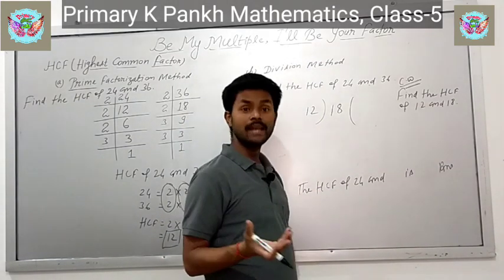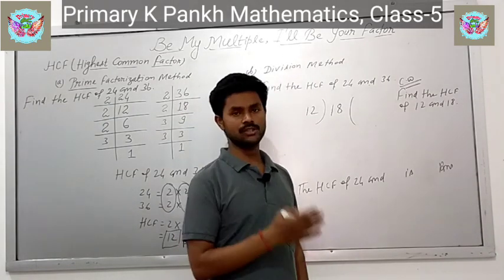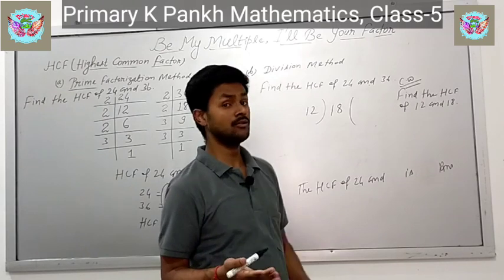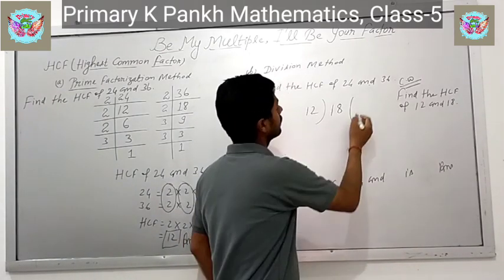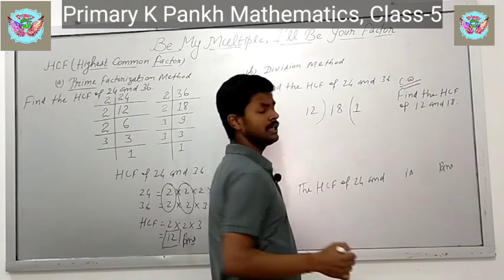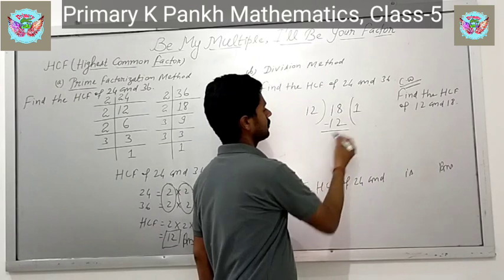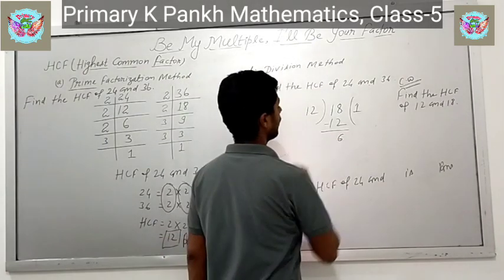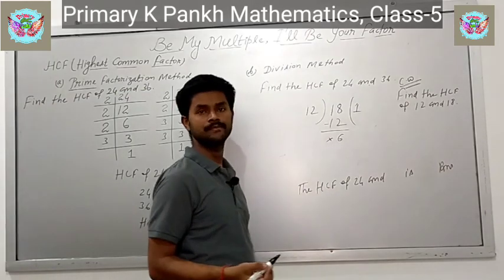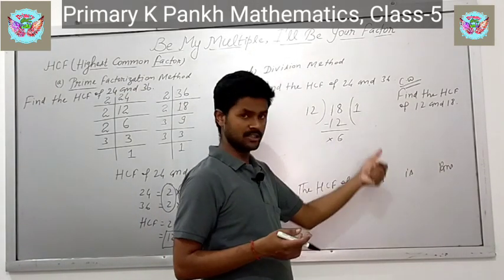And now read the table of 12. When you read the table of 12, then 12 ones are 12 and 12 twos are 24. So 24 will be larger in comparison to 18. So read the table of 12 only one time. After that, you can find here 12. Subtract 12 from 18. You will find here 6. Now your 6 is the remainder for the first process.